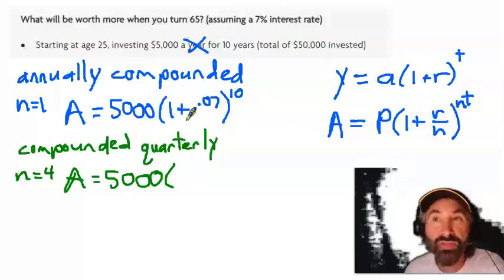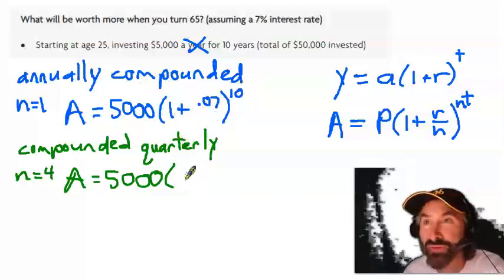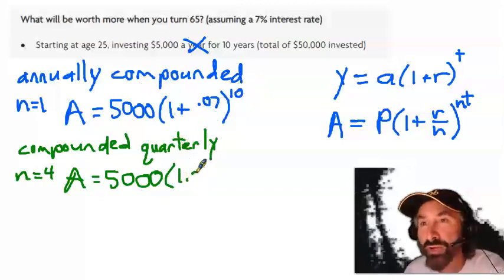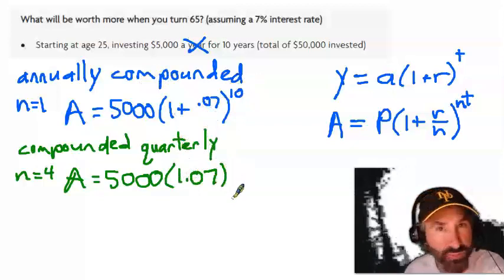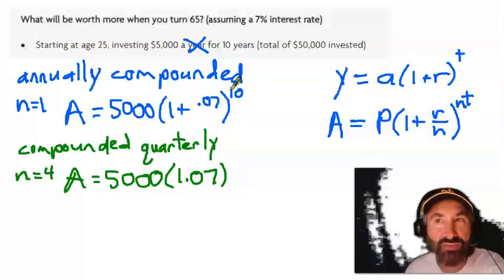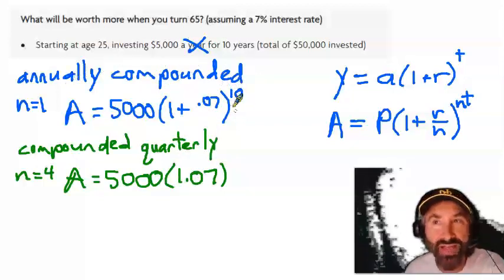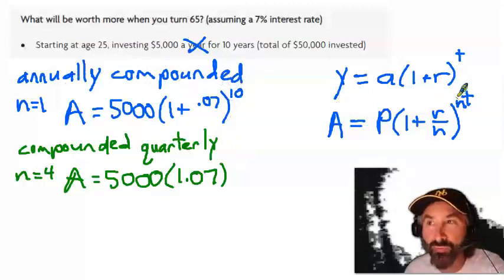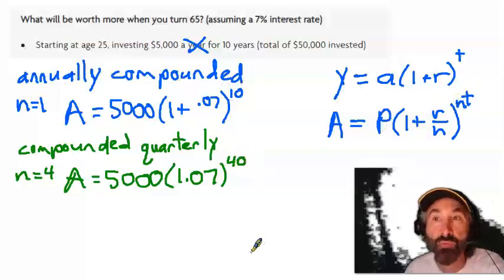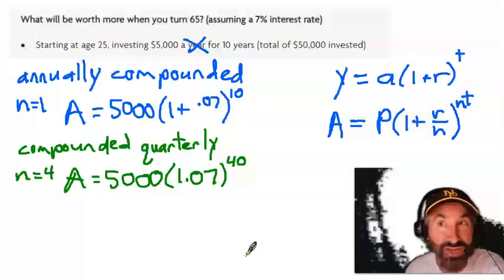Okay, this time the math will be different. We're going to do 1.07. We're still going to add 1 plus 0.07. But this time, instead of doing 1 times 10, we're going to do 4 times 10. So that's going to be kind of interesting. We'll see. Oh, there's another thing we got to do. We got to fix something.